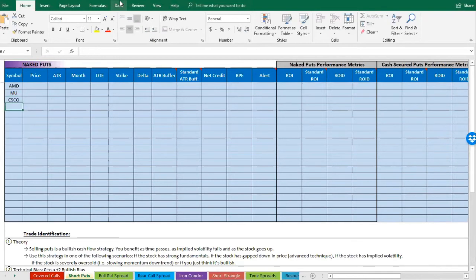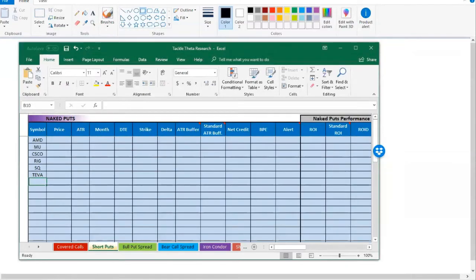Okay. Rig, Square, TEVA, and we kicked Dropbox off there at the end. So these are the ones we're working with. These 6. If I missed one, let me know, but I think we got plenty to work with on these 6. The very first thing I'm going to do is find some of the basic data.